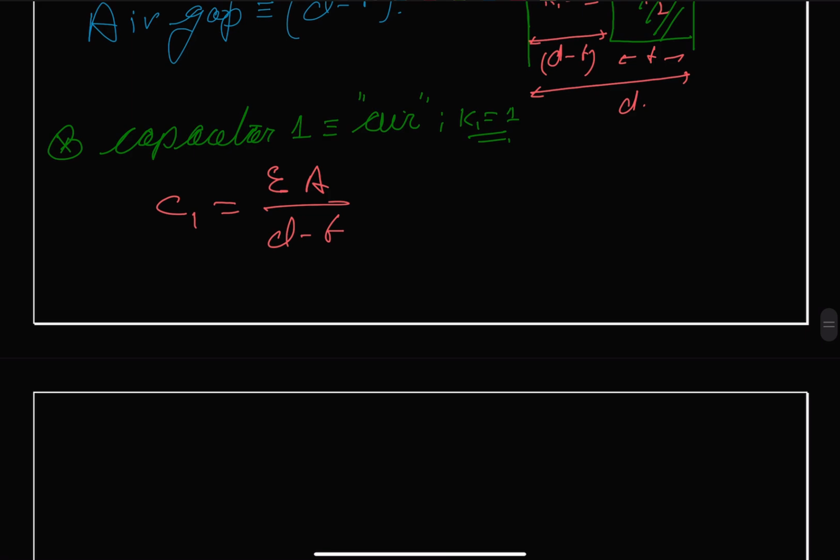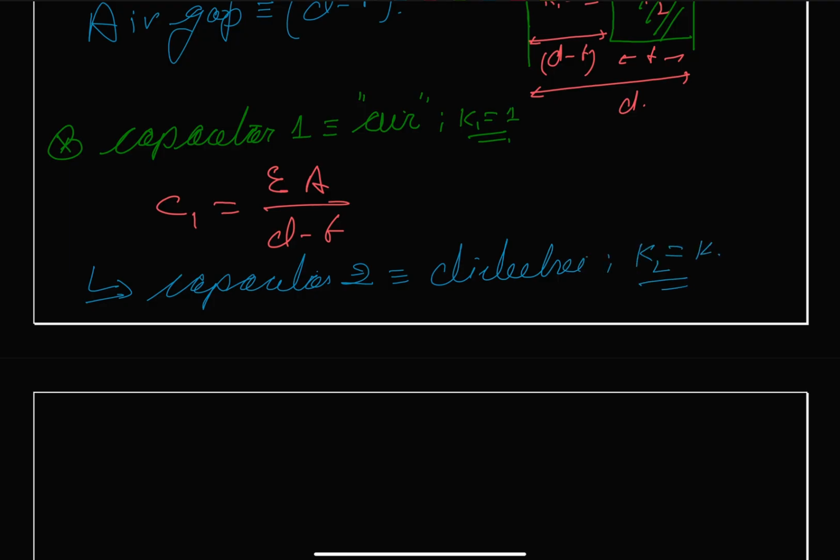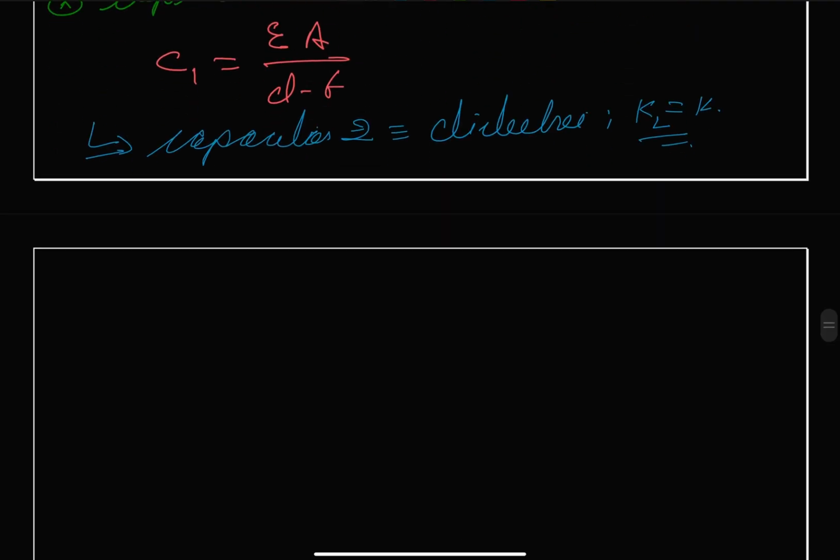Similarly, we can write capacitor 2, which is of dielectric K2, taken as K rather. So we can write that our C2 will be equal to epsilon naught A divided by thickness T, multiplied by K2, which is nothing but our K. So we get epsilon naught A divided by T multiplied by K. Now we can find out the total capacitance.